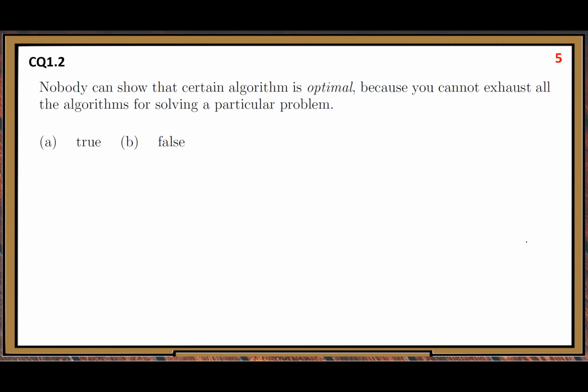The second one: nobody can show that a certain algorithm is optimal because you cannot exhaust all the algorithms for solving a particular problem. That is our second comprehension question. Let me read it again. Nobody can show that a certain algorithm is optimal because you cannot exhaust all the algorithms for solving a particular problem.